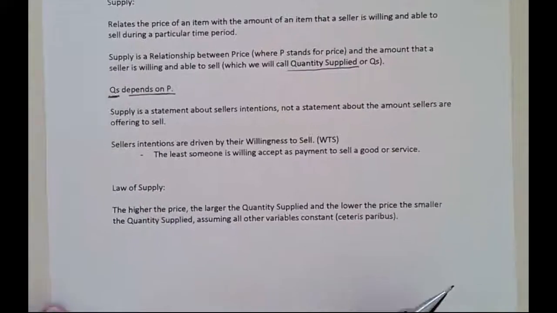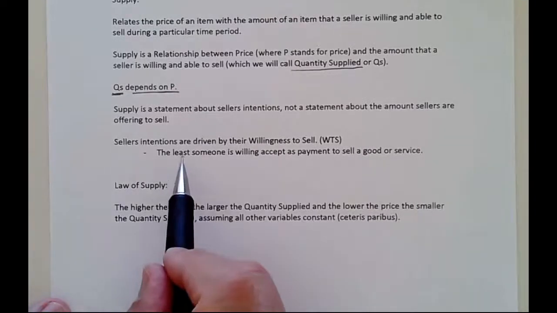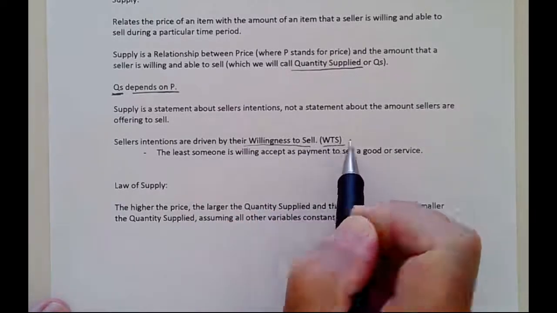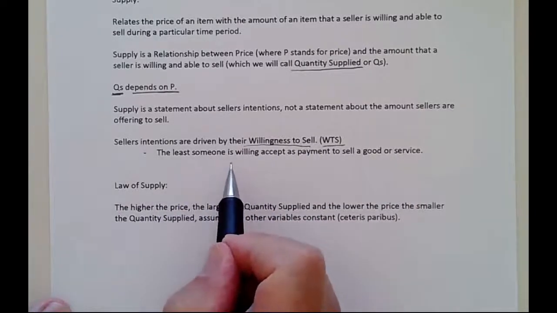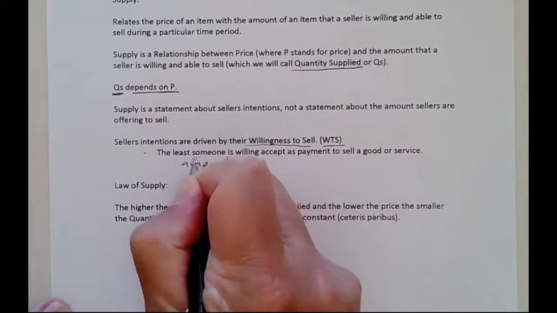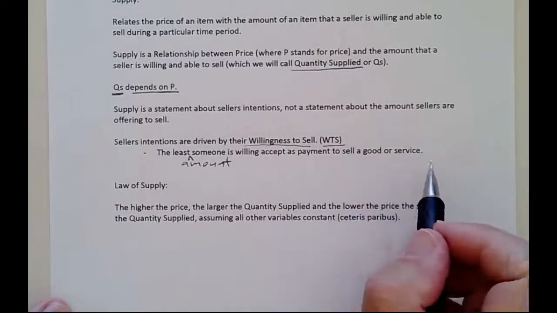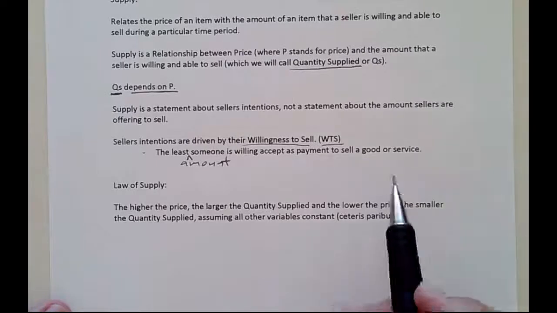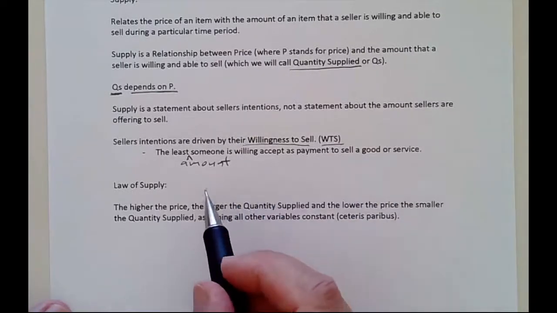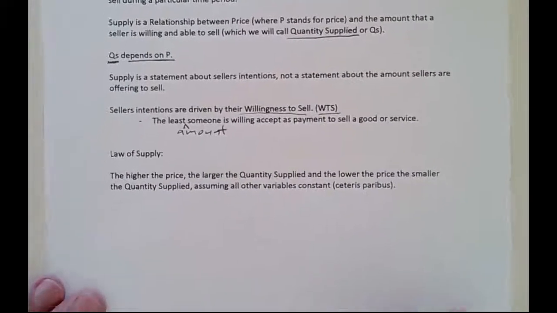And just like with demand, there's a willingness to pay, suppliers' intentions are driven by the willingness to sell, WTS. And this is the least amount someone is willing to accept as payment to sell a good or service. And we'll find out later on in Chapter 4, this also is a measurement of what it costs to make that item, because the least amount you're willing to sell it for is the amount that would just cover the cost of producing it.